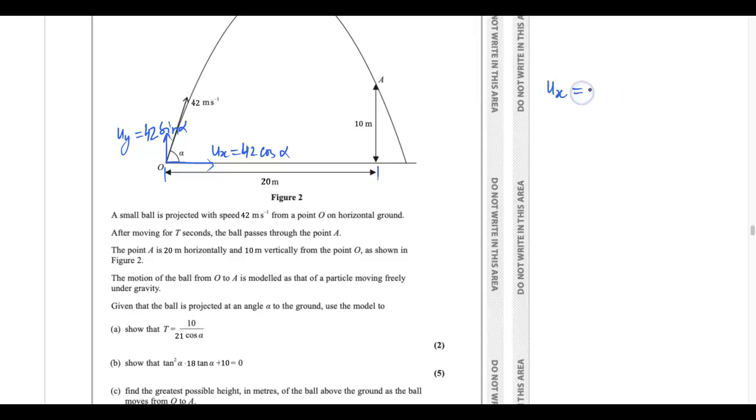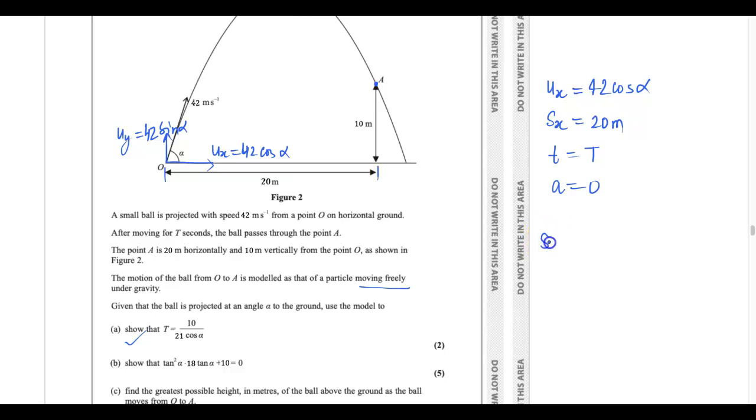Ux is 42 cos alpha, Sx is 20 meters. If you read the question, after moving for T seconds, the ball passes through a point A. This is point A. So the moment it passes through point A, it has travelled a horizontal distance of 20 meters, and this point A is 10 meters above the horizontal plane. It moves freely under gravity, that means horizontal acceleration is 0. So we have to show part A, which is of 2 marks.